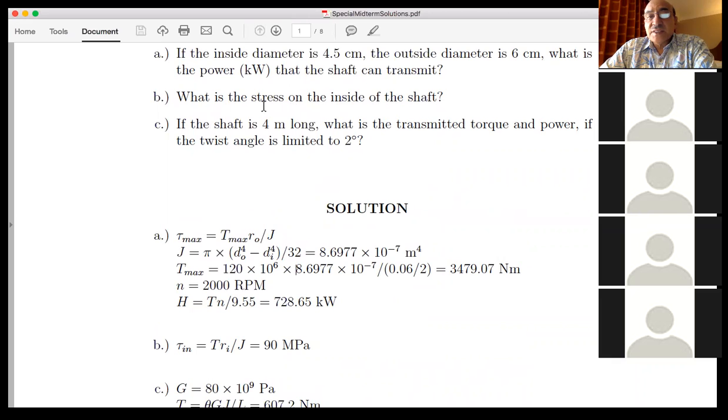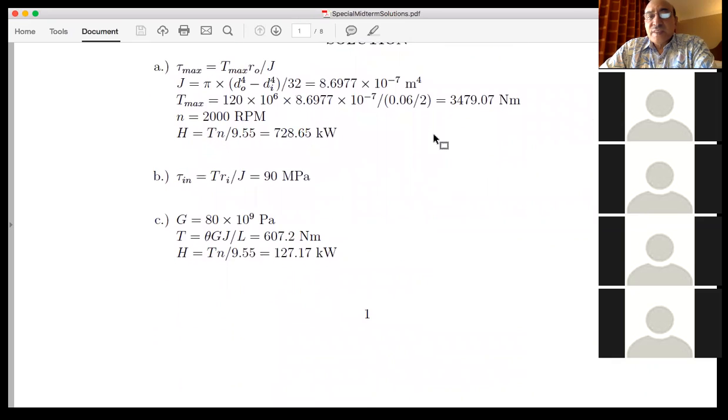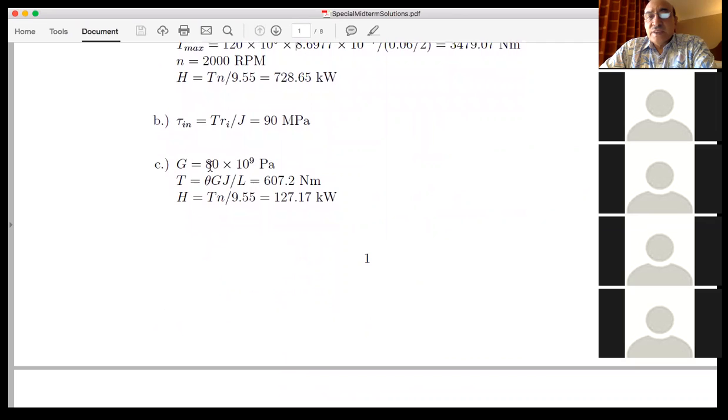It also has some additional questions on the stresses on the inside of the shaft. If the shaft is 4 meters long, and we limit the twist angle to 2 degrees, what would be the transmitted torque and power? Here we apply the idea that the torque is related to the twist angle. This is another equation for torque, and limiting the twist angle gives us a limit on the torque, and again the torque and the horsepower formula that we have.